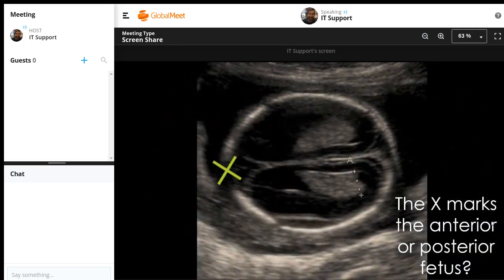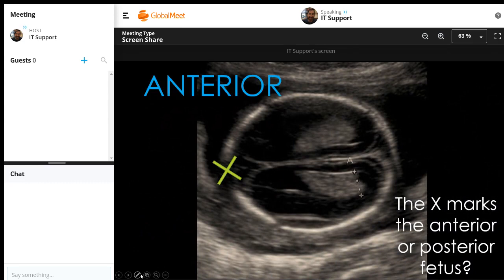The X marks anterior or posterior fetus. So, excuse me, this is marking the anterior fetus. My pointer here. These are the choroid plexus. This is what makes that spinal fluid. Those echogenic kind of teardrop shapes. The point of the choroid plexus always points to the front. And then at the back of the choroid plexus, we see the lateral ventricle here and kind of the bottom of those choroid plexus.